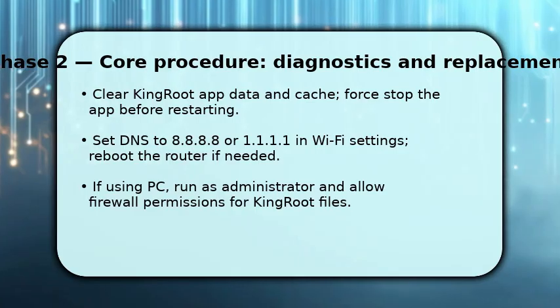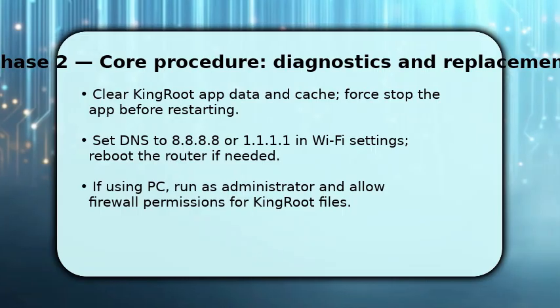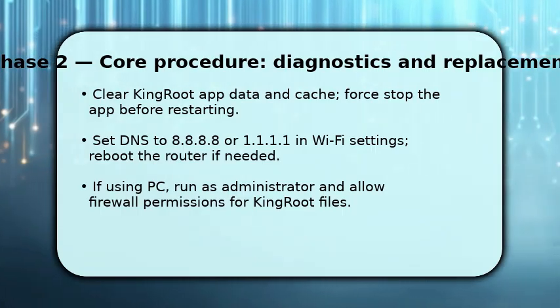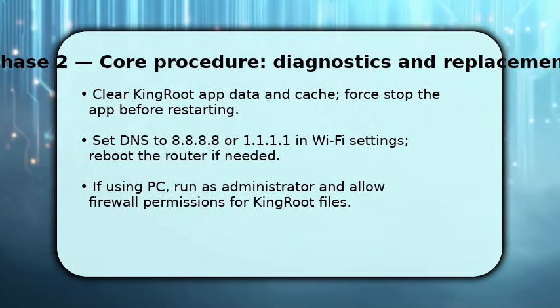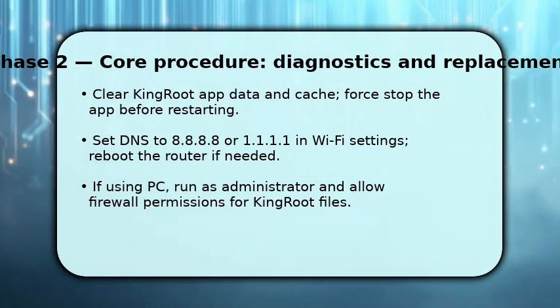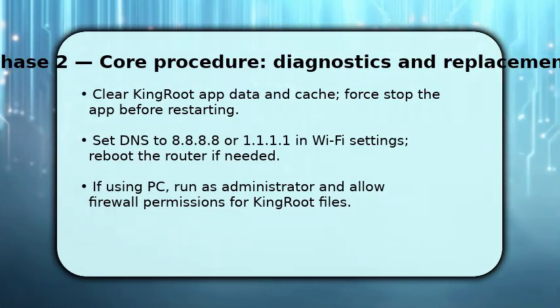Clear Kingroot data and cache, then force stop and reopen. The app often caches bad network settings. Make sure your Wi-Fi uses reliable DNS, set to 8.8.8.8 or 1.1.1.1 in Wi-Fi advanced options, and reboot the router if connections lag.